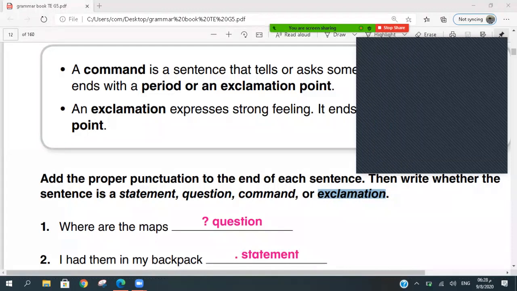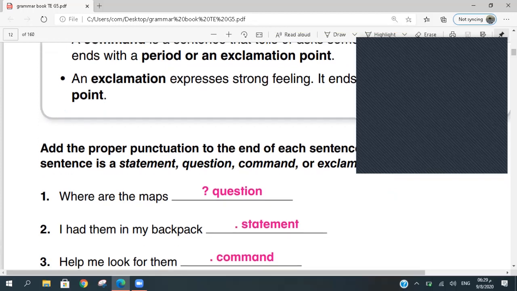Rimas and Musa. Can you try number 3, Rimas? Oh, help me. Command. Amazing. Why do you say so, Rimas? Because it starts with a verb, right? It starts with a verb. Like help is not a name for somebody. Okay, thank you, Rimas.